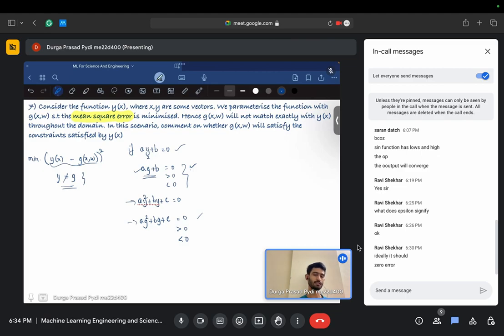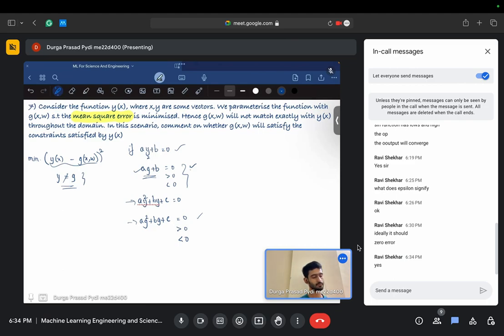Like a simple one, yes or no? Yes. So why do you think it will satisfy? So the answer is, even if the error is non-zero, even if y is greater than z. Mr. Ravi Shekhar tells that if ay plus b equals 0, ac plus b will always be 0. So how did he come to that conclusion?